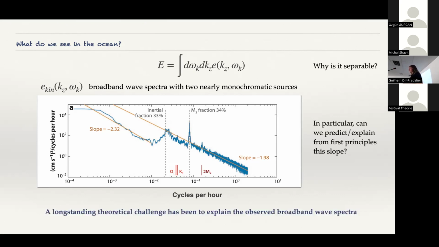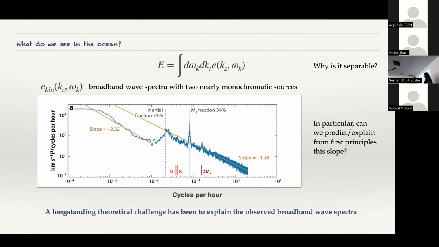All right, and it has been a long-standing theoretical challenge to understand how you can get this broadband spectrum from a monochromatic source. For us, it's clear that this is turbulence, and it was a long-standing challenge to explain the observed spectrum and its slope.